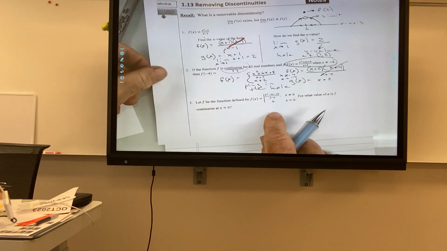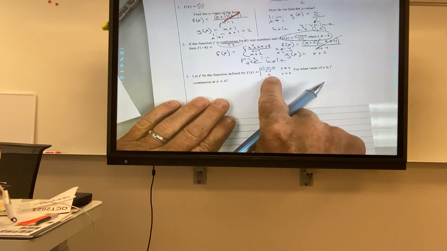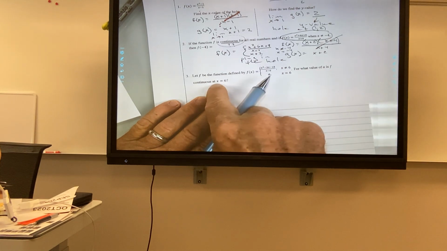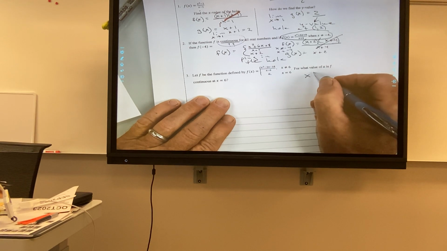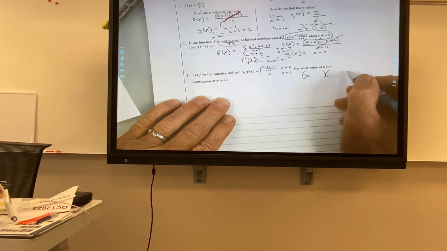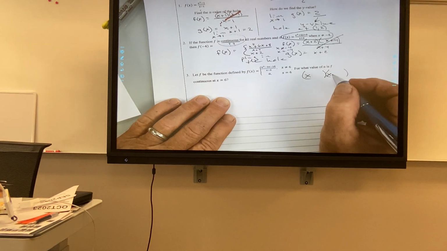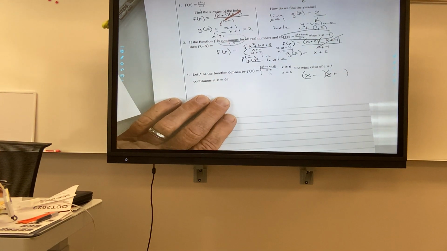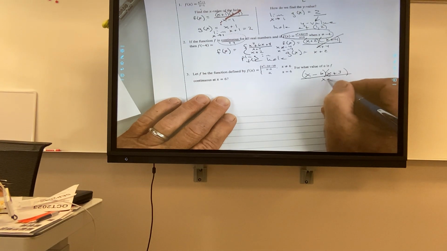So then they give you this. They say let f be a function defined by this. For what value of a is it continuous at x equals 6? Well, I'm going to factor this, or somebody's going to factor this. Ariana, what is the factor of this? One's got to be negative, one's got to be positive, right? Because of that -18. Perfect. And down here I have x minus 6, correct?